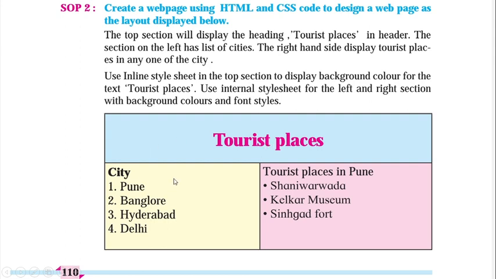So this is your left section displaying the list of cities. The right hand side display tourist places in any one of the city. This is your right hand side displaying tourist places in Pune city. Use inline style sheet in the top section to display background color for the text tourist places. So for top section we have to use inline style sheet. Use internal style sheet for the left and right section with background colors and font styles. So for left and right section we have to use different background colors and font style using internal CSS.